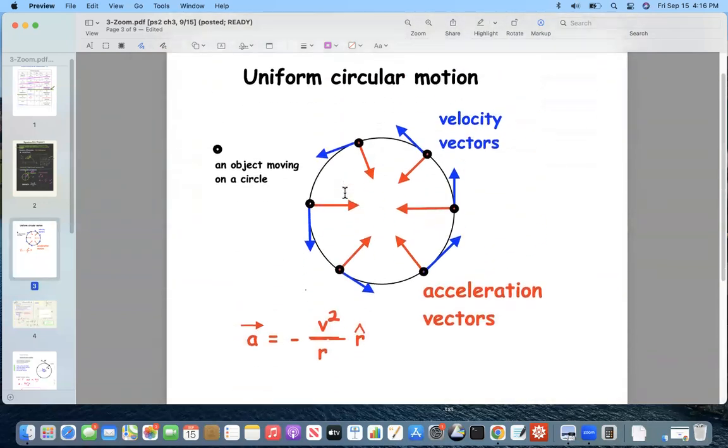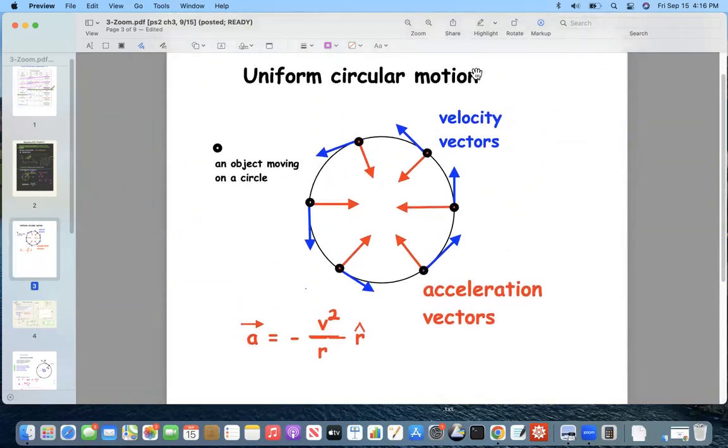Here's again another visualization of uniform circular motion. If you have an object, this little black dot, moving on a circle with a constant speed, that means uniform. You can also have the object moving faster as it goes around the circle. Think of a race car. If the race car is just moving at a constant speed, well, that's uniform circular motion. But suppose the driver puts on the brakes. Well, then the speed will decrease. That's not uniform circular motion.